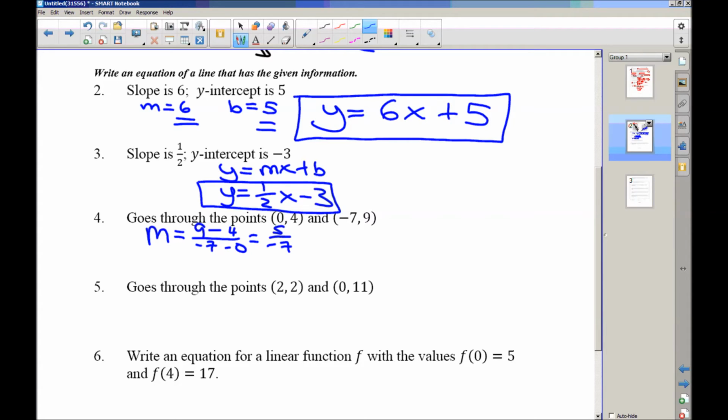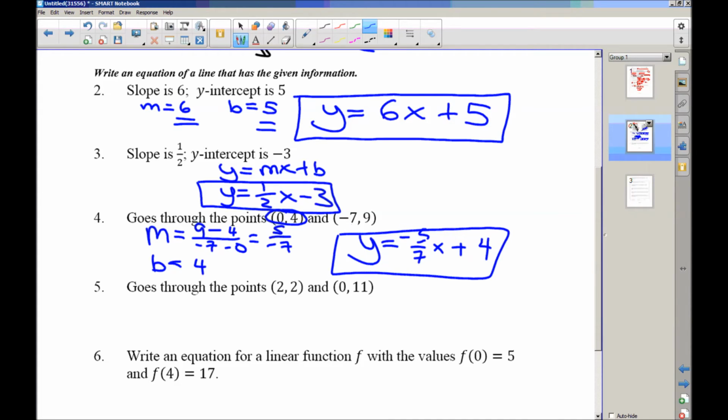And then we also need to know our y-intercept. But our y-intercept is given to us in this problem. 0, 4 is the place where our line would cross the y-axis. So our y-intercept is 4. So our equation is going to go like this: y equals -5/7 x plus 4. Okay? And remember, we put it in here because this equation we're writing is in slope-intercept form. So the m is -5/7 and the b was +4.